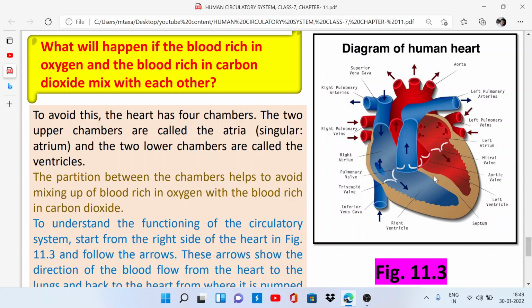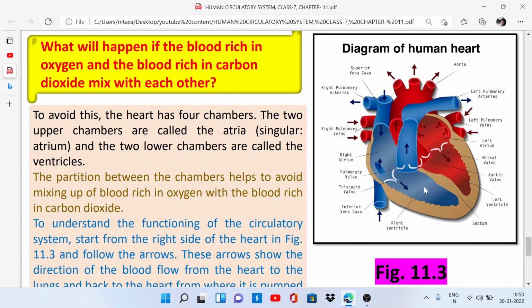To understand the functioning of the circulatory system, here we are starting from the right side of the heart. Here we can see this is the right atrium that is getting blood from the superior vena cava and from the inferior vena cava. Because this blood is coming from different body parts, this is the carbon dioxide rich blood. Here blood is pumped from right atrium to right ventricle.